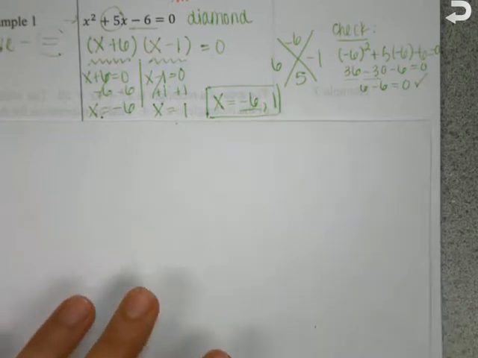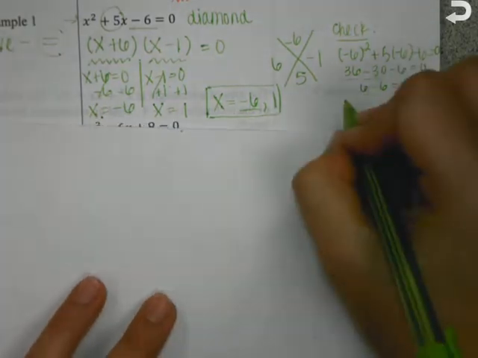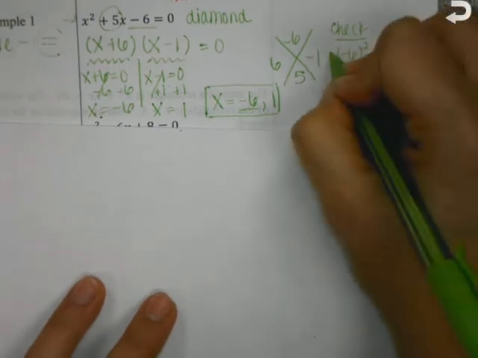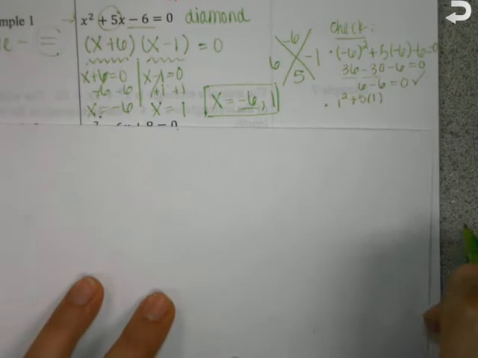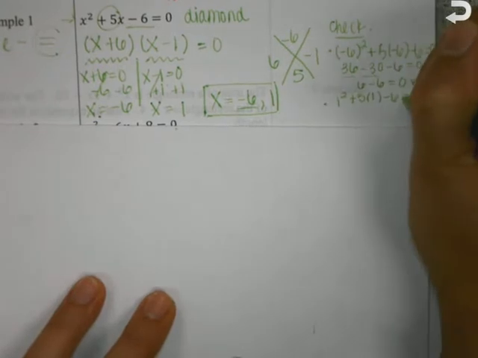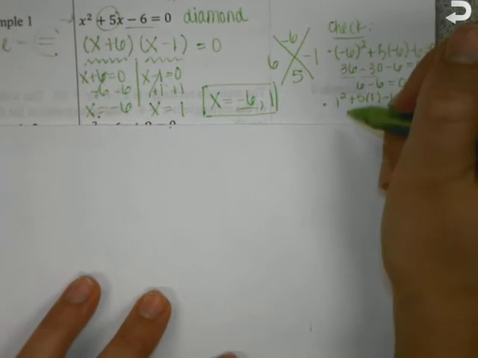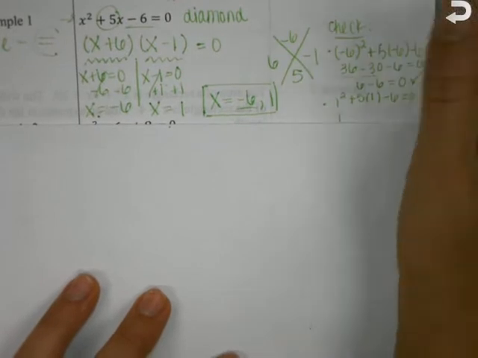We have 1 squared plus 5 times 1. I'm going to use bullets to separate them. Minus 6, and we want it to be equal to 0. What's 1 squared, guys? 1. What's 5 times 1? 5.